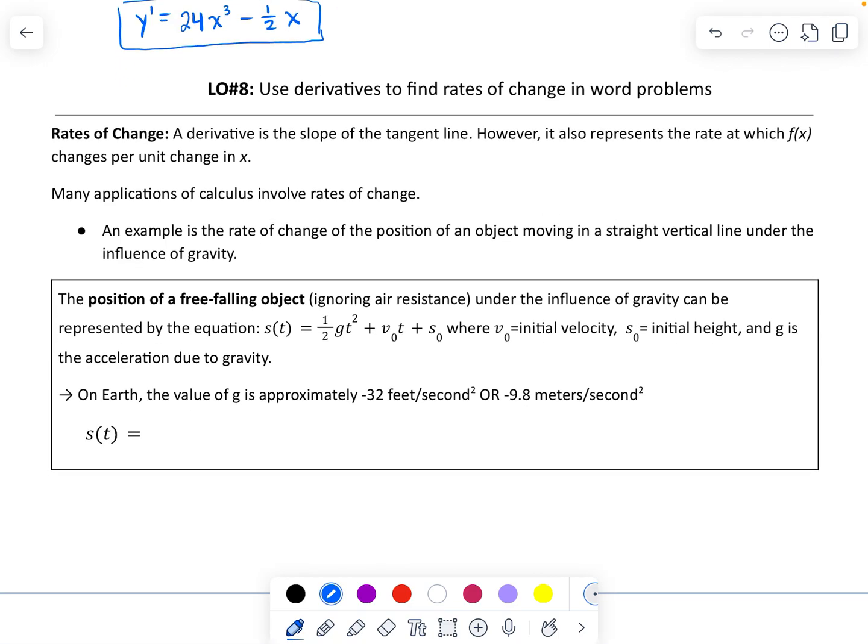Rates of change. A derivative is the slope of the tangent line. We've already learned that. However, it also represents the rate at which f of x changes per unit change in x, okay? So that derivative is the slope, which is also the rate of change. Last class, I think we talked about it as the instantaneous rate of change. We talked about average rate of change versus instantaneous rate of change. So derivative is the slope of the tangent line, and it's also the rate of change.